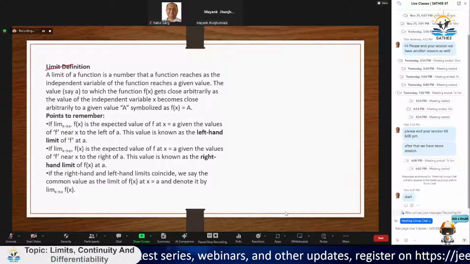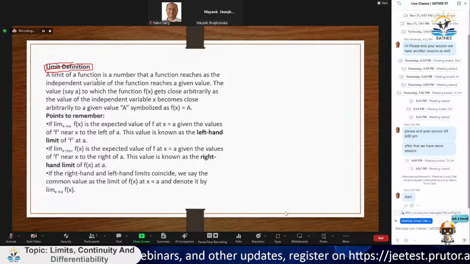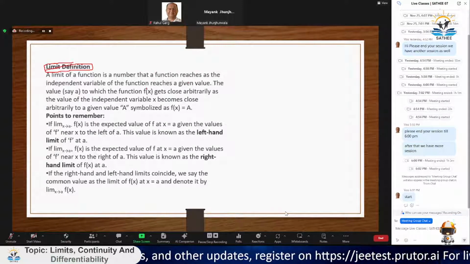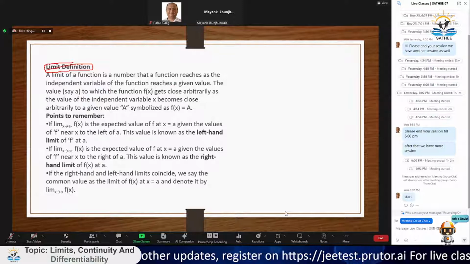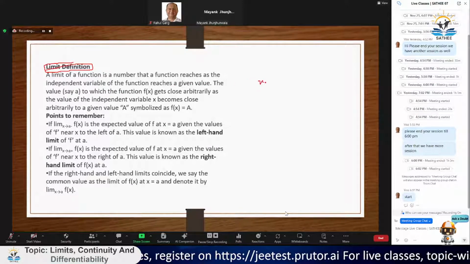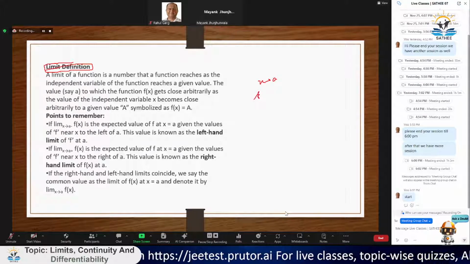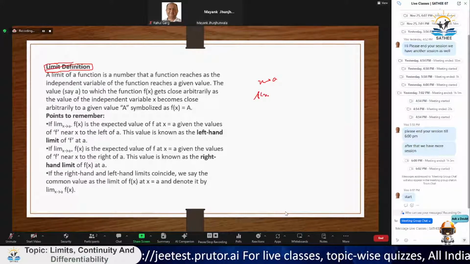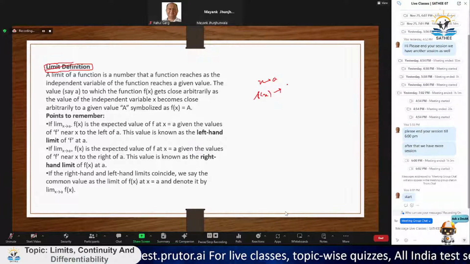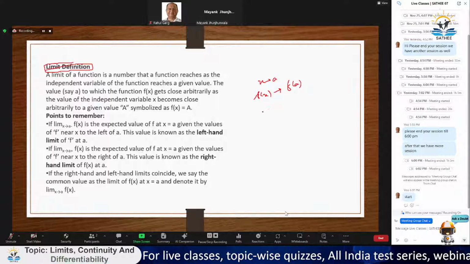now let's move on to limits. So what's the definition of limits? The limit of a function is a number that the function reaches as the independent variable of the function reaches a given value, which means let's say your x is tending to A, then your f(x) should tend to f(A). Okay, so this is the basic concept behind limits.